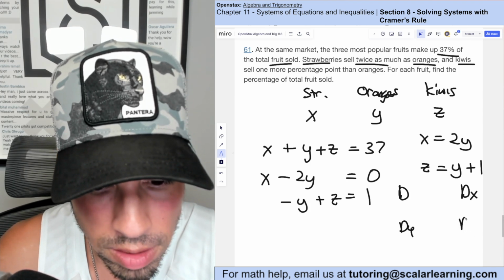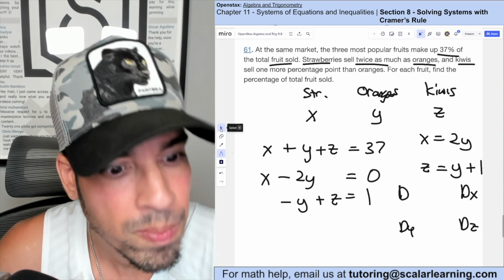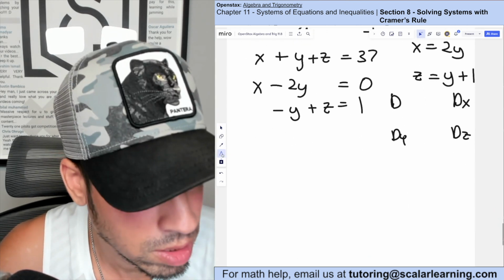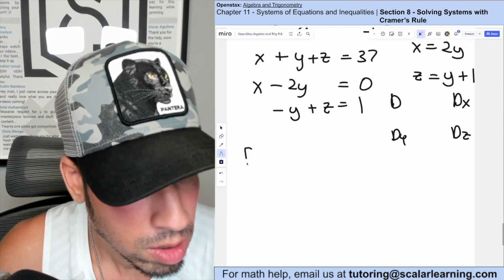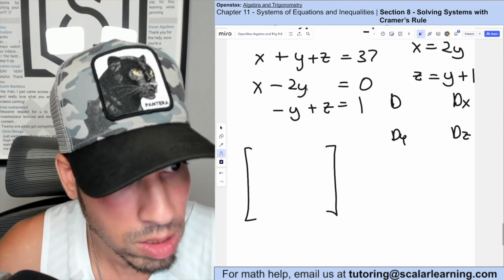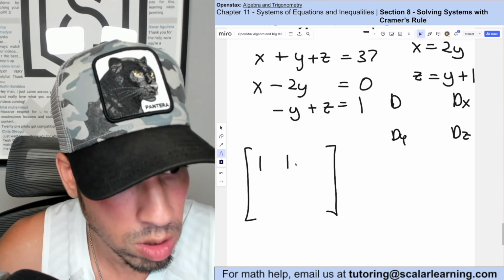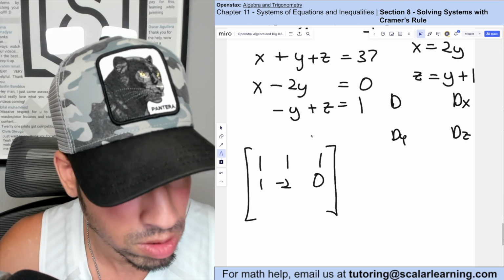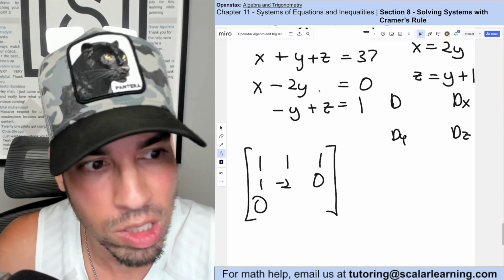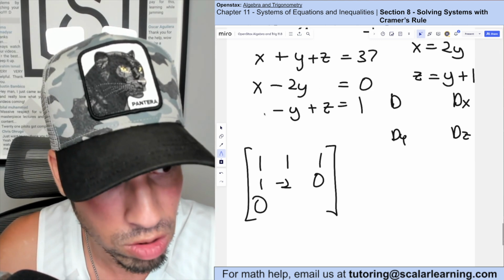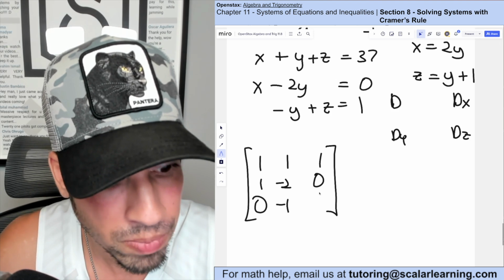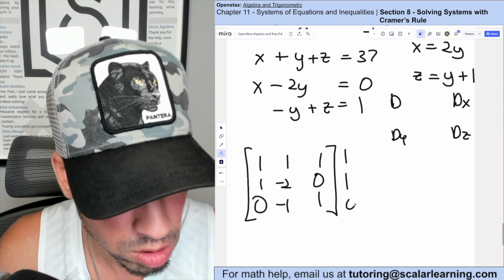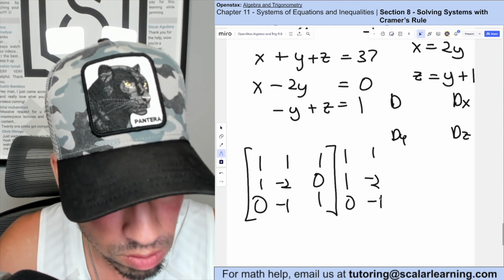Okay, now we have our nice little triple system, and with that, we can now calculate D, Dx, Dy, and Dz to use Cramer's rule. All right, first things first, let's make a little room, and let's get our first D matrix set up. So we're going to set it up like so with these nice coefficients. So we got 1, 1, 1 on the first one. We got 1, -2, and 0 for the second one. And then we got 0. Again, I'm choosing 0 because there's no z. I'm choosing 0 here because there's no x, -1, and 1. Now we're going to repeat these first two columns, 1, 1, 0, 1, -2, -1.